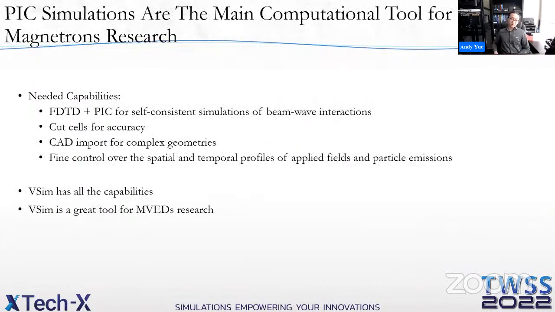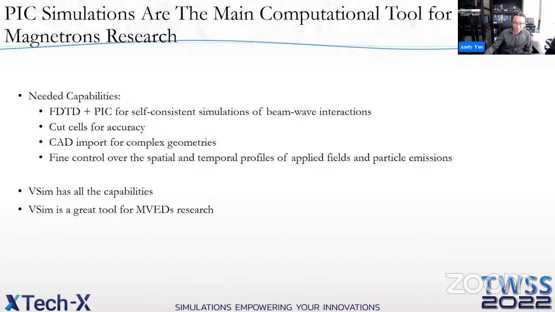So what capabilities do I need to simulate such a device? First and most importantly, I need self-consistent simulations of beam wave interactions. A computational combination that can reliably do this is finite difference time domain and particle in cell. Second, since my device is a cylindrical device that involves curved surfaces, I need my simulation to use cut cells for accuracy.